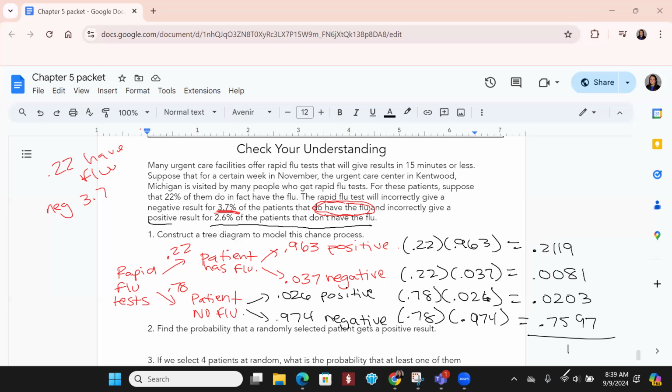Okay, so we're trying to find the probability that a randomly selected patient gets a positive result. So look at your little tree diagram. Look at your positive results. What's going to be a positive result? Well, you've got that first little line right here. That's going to give us a positive result. This one's going to give us a positive result. So you're going to add those two together. See what the probability is of getting a positive test result. So you should say 0.2119 plus 0.0203. And that should give you 0.2322.